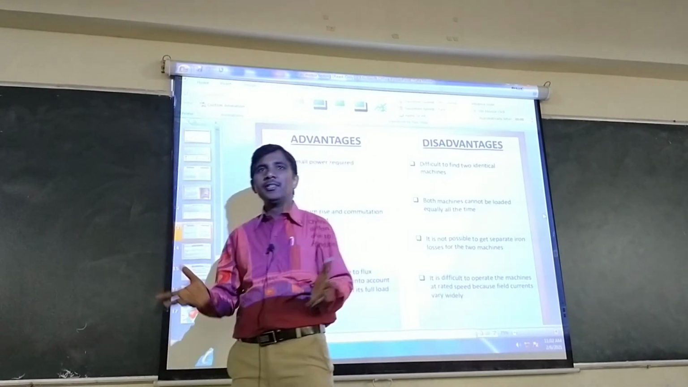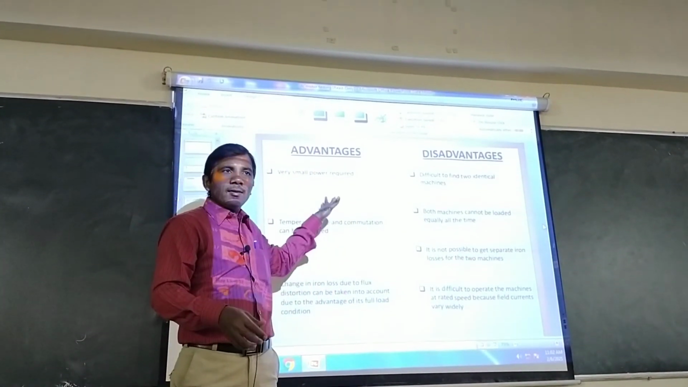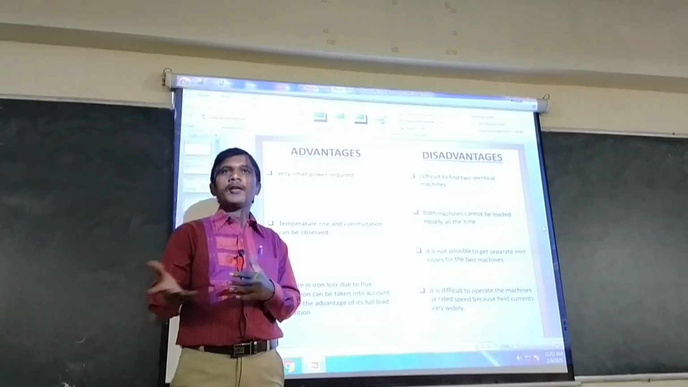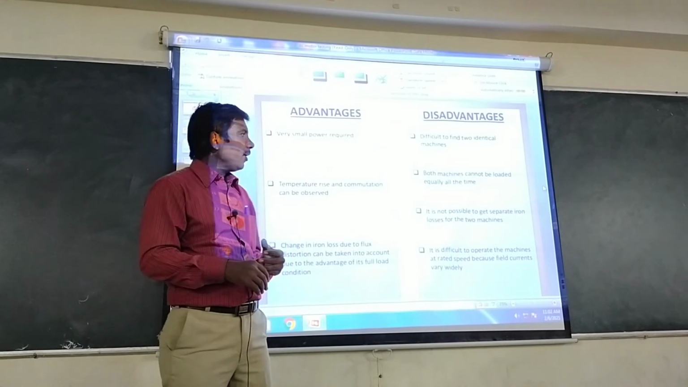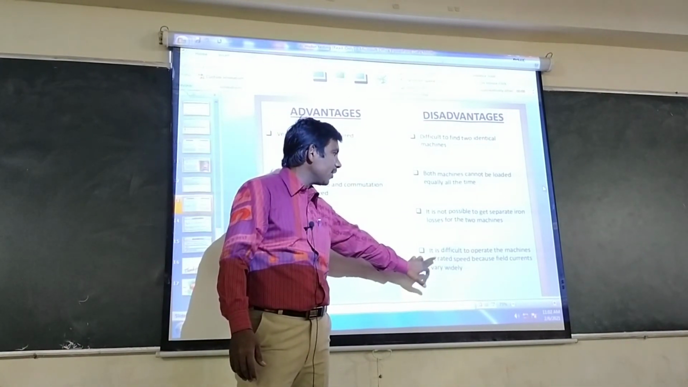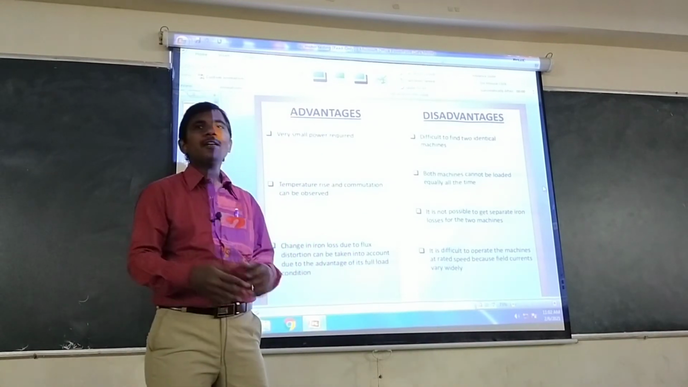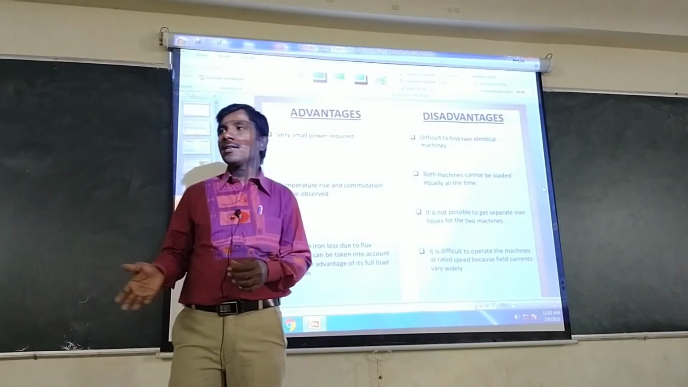We cannot find the separate iron loss. The constant losses are supplied by the external source, whatever power comes from the external supply is the losses. We cannot find the extra separate losses. It is difficult to operate the machines at rated speed because the field currents vary widely. These are some of the disadvantages of Hopkinson's test.